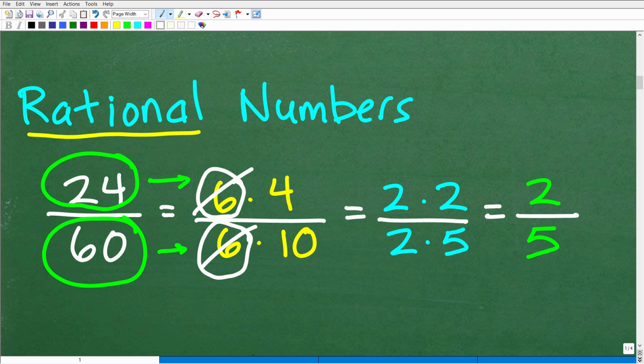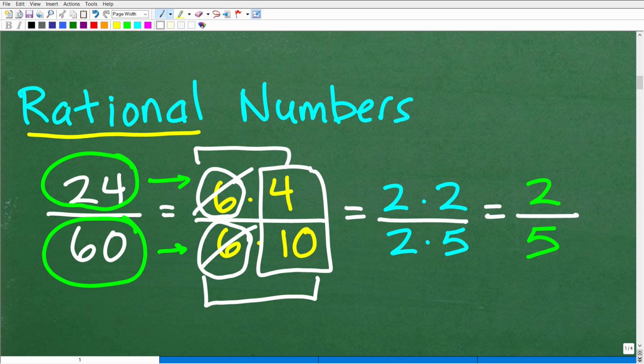So the idea is to factor your respective numerators and denominators, look for their factors, and try to identify like factors and cross cancel them. Okay, so when I cross cancel these 6's, I'm left with the fraction 4 over 10. But guess what? We can factor further, right? So factors of 4 is 2 times 2, and factors of 10 would be 2 times 5.